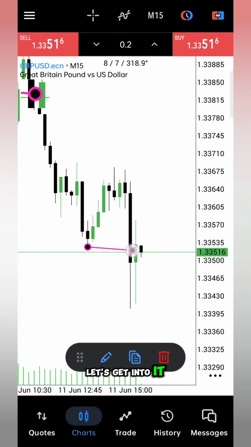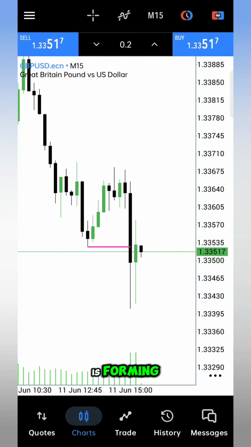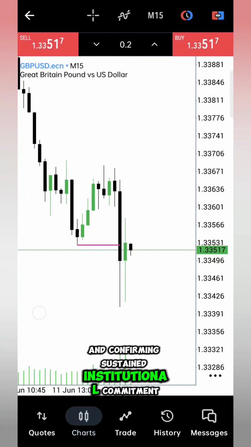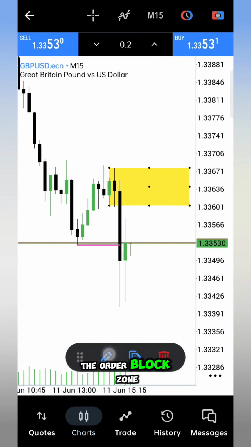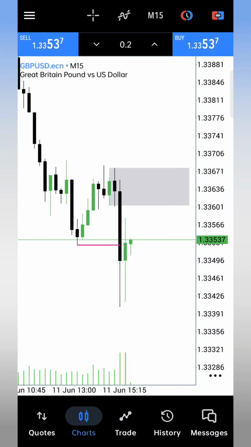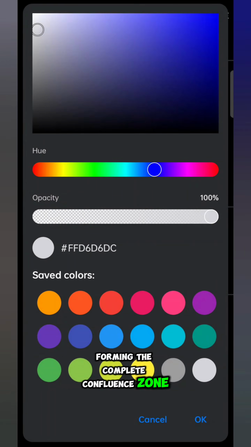Let's get into it. So as you can see here, another break of structure is forming, continuing the bearish momentum and confirming sustained institutional commitment to the downside. And right here, this is the order block zone, formed directly from the break of structure that just occurred. And right here, the fair value gap sits directly under the order block, forming the complete confluence zone.